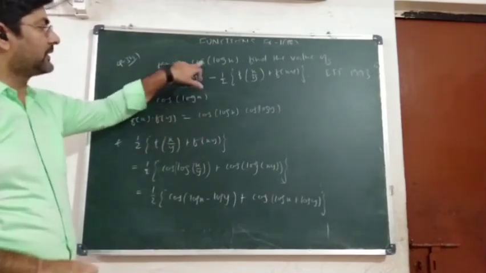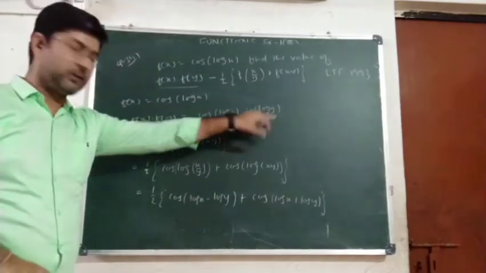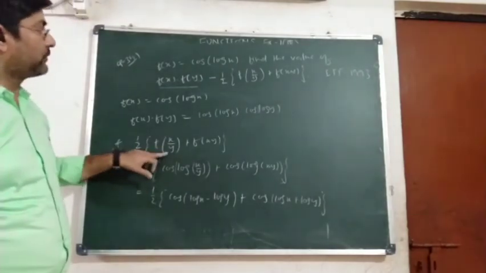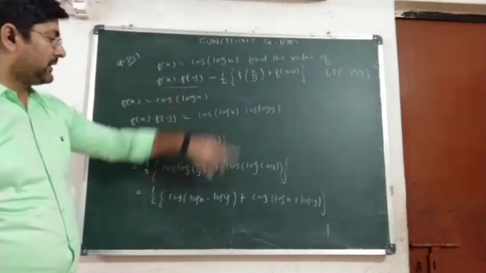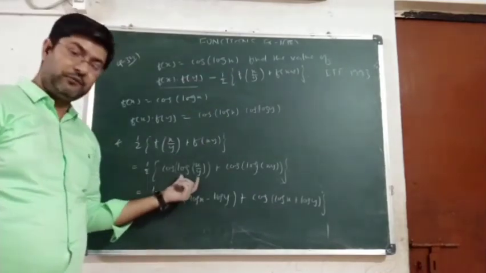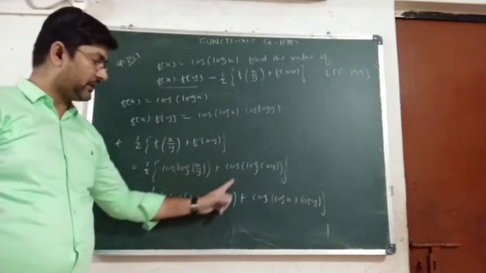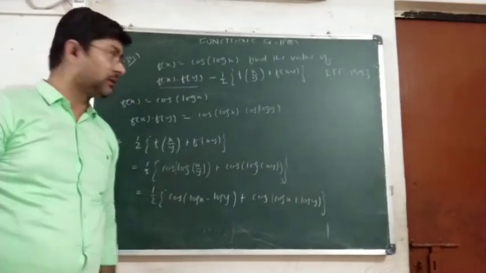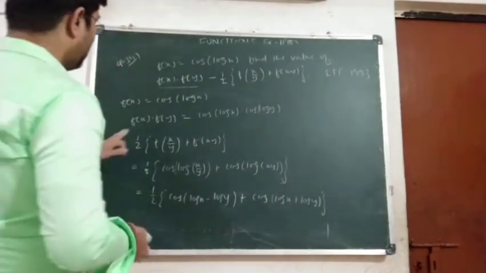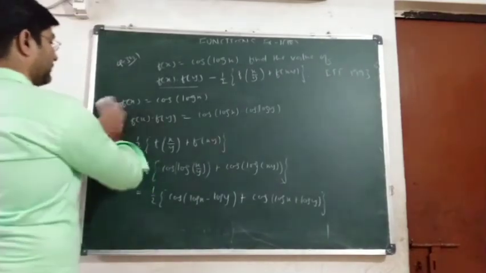f of x is given only as cos of log x, and for finding f of y, x will be replaced by y. Then we have taken the second term and written f of x upon y, replacing x by x upon y, and in order to calculate f of xy, replace x by xy. Then we have used the properties of log: log a by b is equal to log a minus log b, and log ab is equal to log a plus log b. Now let us further simplify. Remember the value of f of x into f of y is cos of log x into cos of log y.